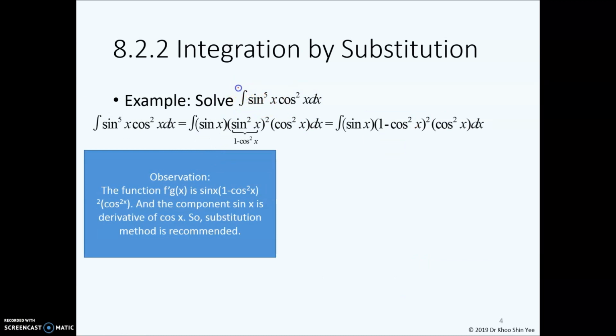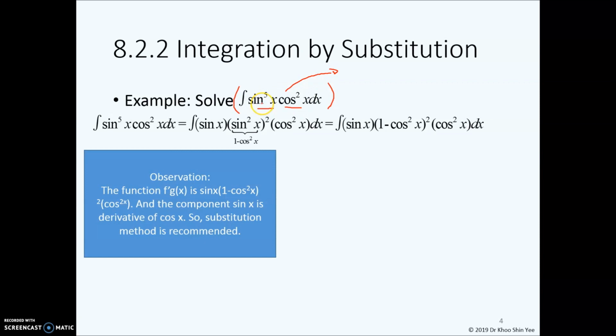So in this example, we want to solve this integration where you can see a composite function of sine and cos multiplied together. This is sine to the power of 5, cos to the power of 2. If we want to integrate or differentiate this, it's not so easy. Integration by parts is hardly applicable in this case. So we try to make this simpler, right?